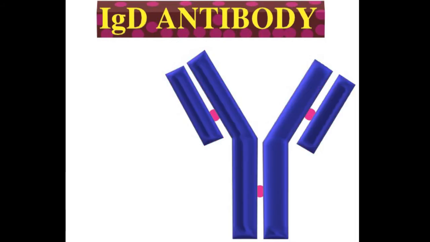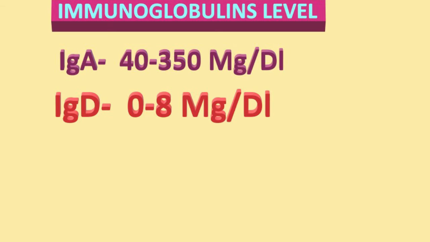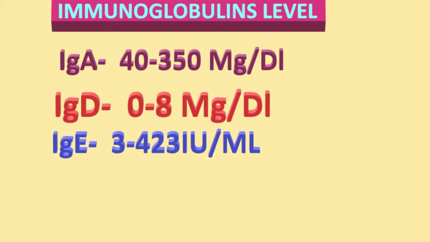IgD antibodies are in small amount. They are present on immature B lymphocytes in the blood serum. Antibody level is increased in allergies, chronic infections, autoimmune disorders and overreaction by the immune system, or liver diseases, inflammatory bowel disease, cancers such as multiple myeloma, lymphoma or leukemia.